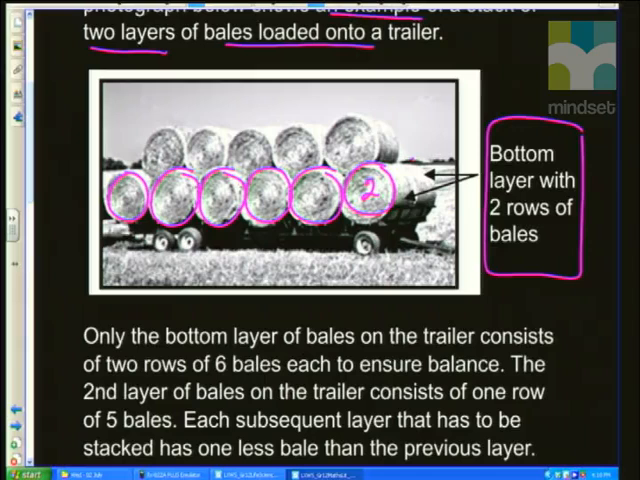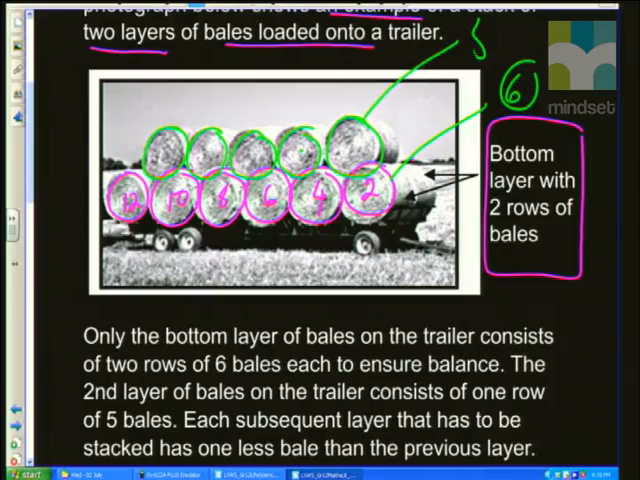So that's 2, 4, 6, 8, 10, 12 altogether. Okay, you got it? Hope so. Then the next one, he puts single layers. And I'm going to change the color of the pen and say 1, 2, 3, 4, 5, and that's what he's got. So at the bottom, he's got 6 of these rows. There were 6 rows altogether. And on this one, 1, 2, 3, 4, 5 rows. So on this one, there are 5 rows.